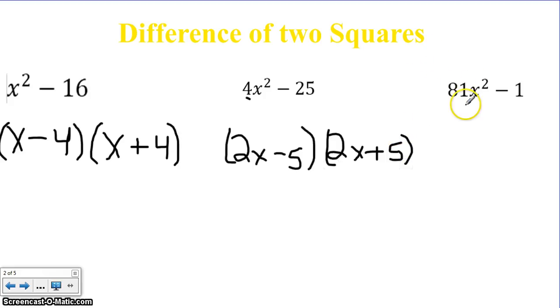Coming to our last equation, here we have 81x squared minus 1. We can tell that the square root of 1 is just 1, so we don't really have to worry about that. Just remember your sign rules. But we come to 81x squared, so we look at the square root of 81, which is 9. X squared is x. And we have our minus 1.